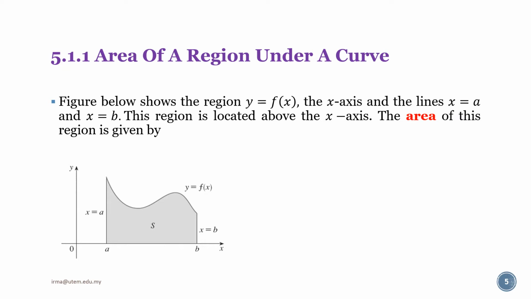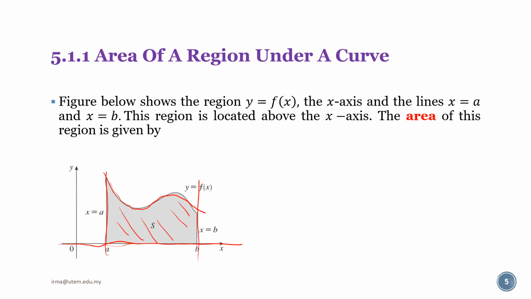The figure shows the region under y equal to f(x). We have a function curve here, y equal to f(x), and the x-axis. And the lines x equal to a and x equal to b. So we have x equal to a over here, and this is x equal to b. This region is located above the x-axis.